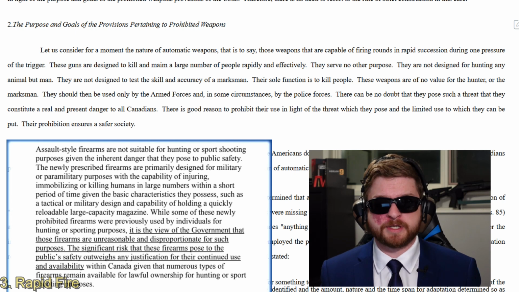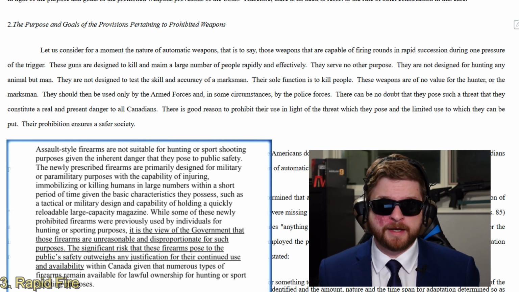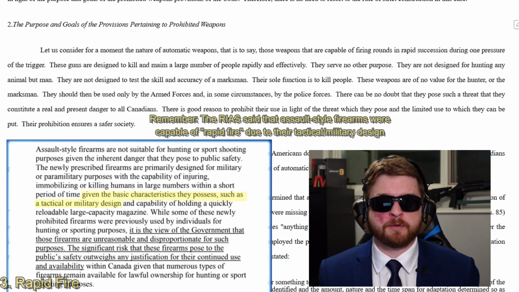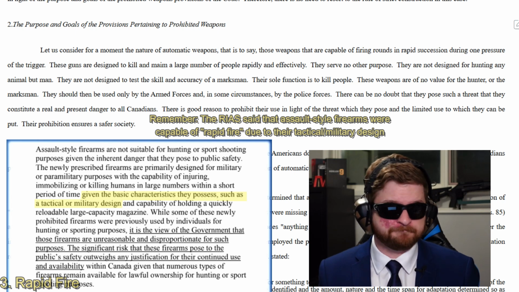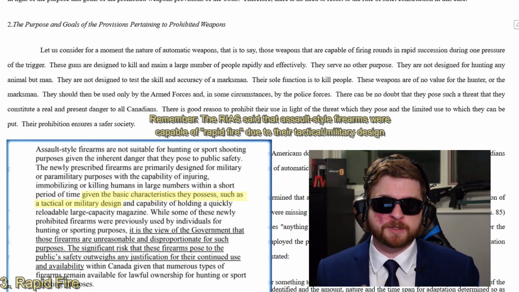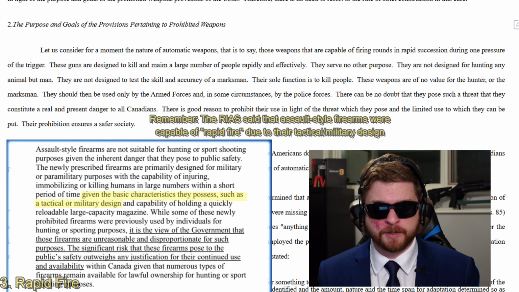So as I read the Supreme Court decision, I'm going to be highlighting the related parts of the RIAS to show just how much overlap there is between what the Supreme Court said about automatic firearms and what the government claims about our semi-automatic sporting rifles. So the Supreme Court said, let us consider for a moment the nature of automatic weapons. That is to say, those weapons that are capable of firing rounds in rapid succession during one pressure of the trigger. And there's that term again. So even the Supreme Court agrees that rapid fire means fully automatic.